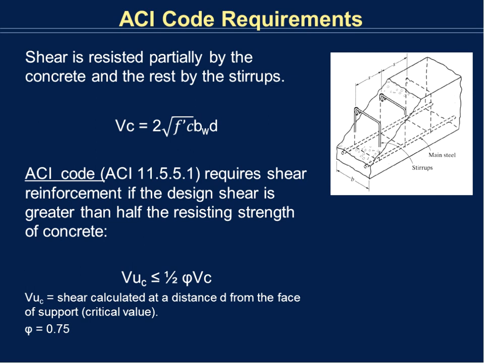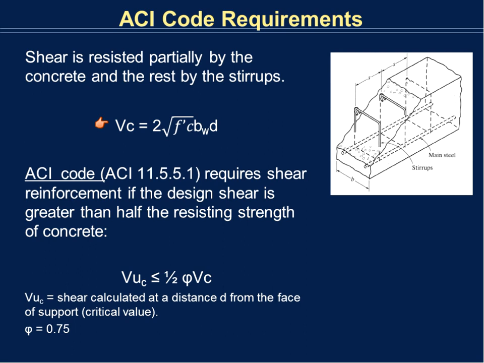So what are the code requirements when you're working with a vertical stirrup? Well, first, concrete can handle some shear. Again, it's not very good in shear, but it can resist some shear. So first what we do is we find out what is the amount of force that concrete can resist due to shear stress or shear force. So first we determine that resisting capacity for the concrete. Now the ACI code says that you have to design shear reinforcement if the design shear is greater than half of the resisting strength of the concrete.